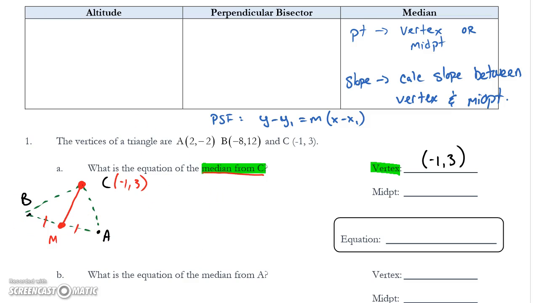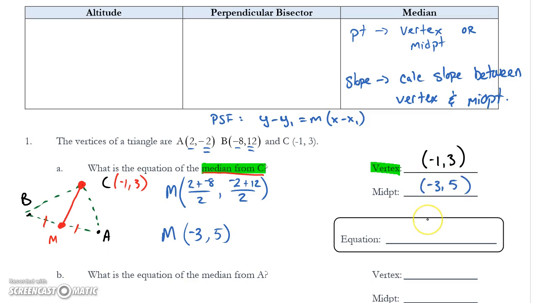So I calculate that. M is going to be the middle of A and B. That's 2 plus -8 over 2 for my x coordinates. And then add your y coordinates, -2 plus 12 over 2. 2 plus -8 is -6. Divide that by 2, I get -3. -2 plus 12 is 10. Divided by 2, I get 5. That's the midpoint here, -3, 5. I have enough to write the majority of this equation now.